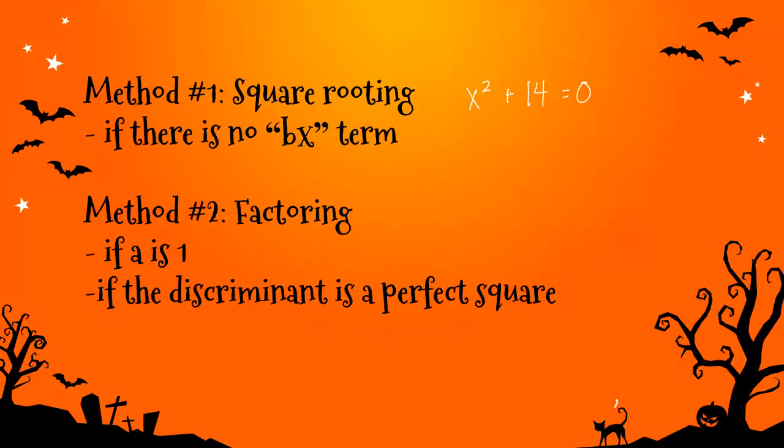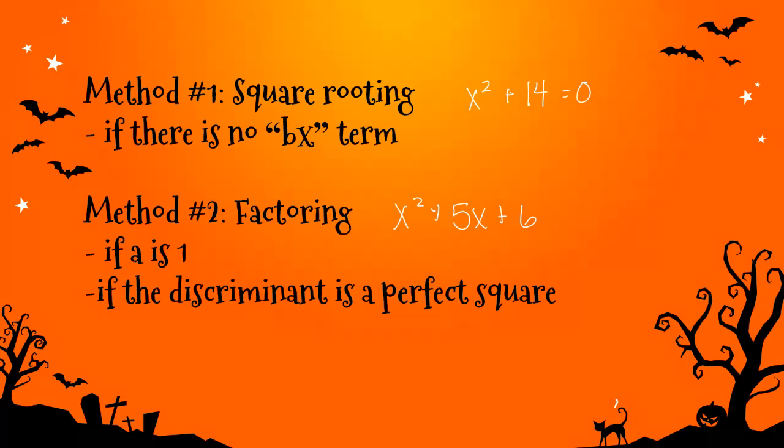Our second choice is factoring. This is easiest if a is 1. So if I have something like x squared plus 5x plus 6. Okay, a is 1. That's going to be pretty easy because then I only have to find the factors of 6 that add to be 5.